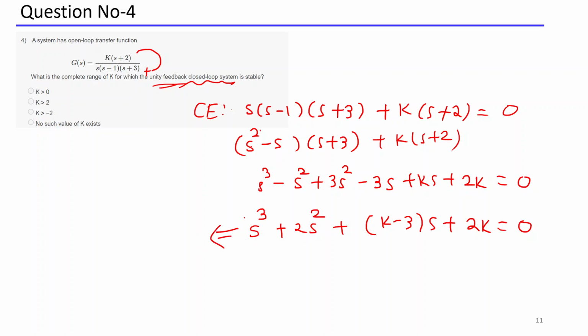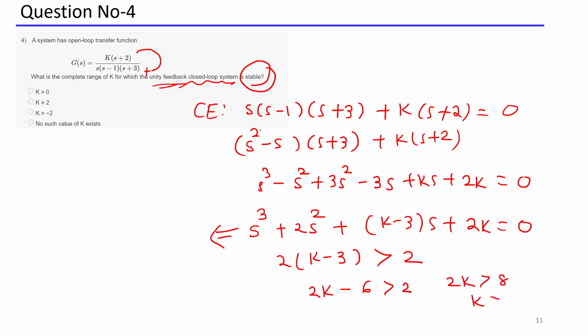You can apply inner product equal to outer product. What is the inner product? 2 into (k minus 3). He's asking to make the system stable, so the inner product should be greater than or equal to the outer product. The outer product is 2. So 2k minus 6 is greater than or equal to 2. So 2k should be greater than or equal to 8, k should be greater than or equal to 4. If I did something wrong, just check the calculations.